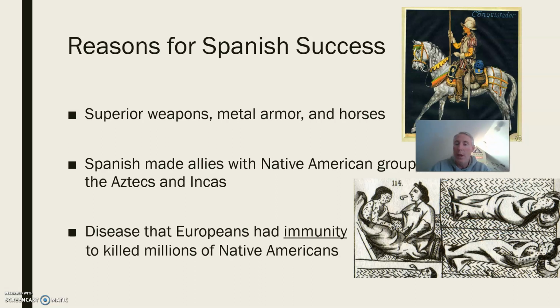So you can see this. Okay. Europeans had built up immunity to diseases like influenza and smallpox that devastated Native American populations. Millions of them died from these diseases, making it much easier to conquer them.